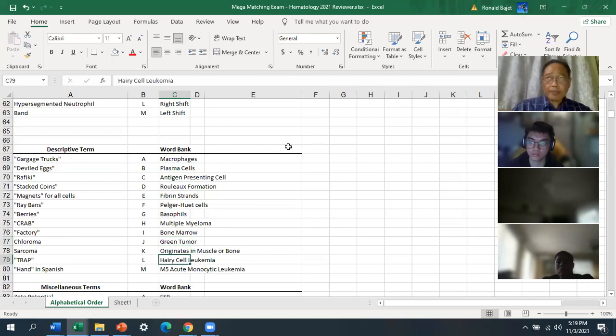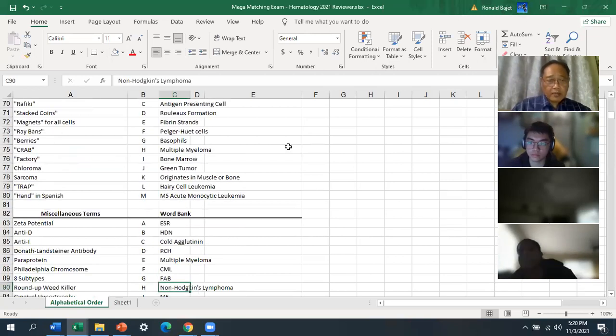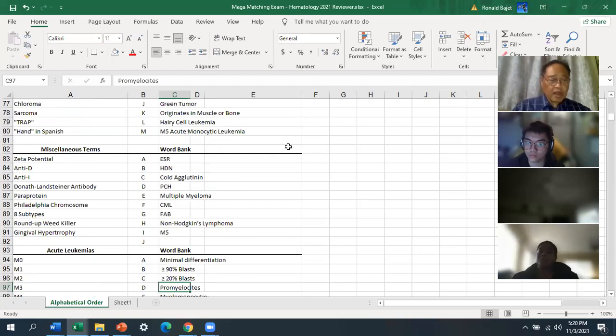And then TRAP. TRAP is the acronym that stands for tartrate resistant acid phosphatase, and that's a stain to identify hairy cell leukemia. And then I used hand. Hand in Spanish is mano, so that corresponds to M5 or acute monocytic leukemia. So the hand is supposed to help you identify which FAB classification we're talking about.